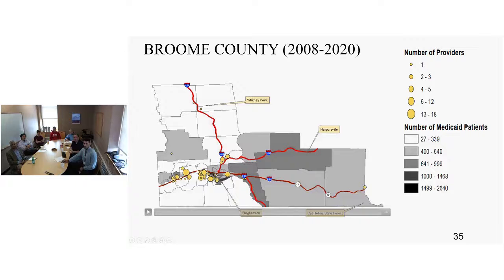We have yellow circles, which show the number of providers at the exact location. We have the number of Medicaid patients in each census tract. If you don't know about tracts, it's a region that encompasses a population between 1,400 and 1,800 people. So the darker the color, the more Medicaid enrollees in that tract.